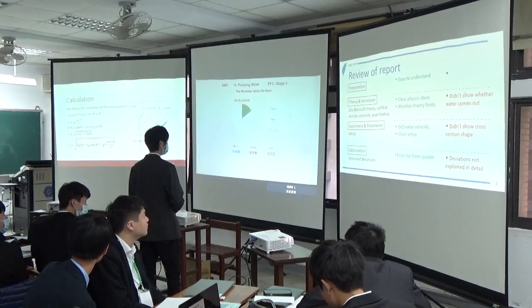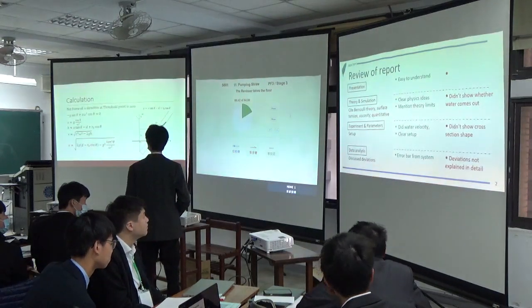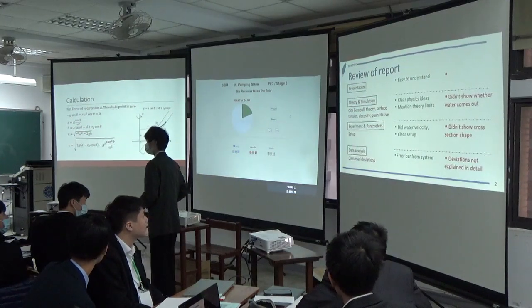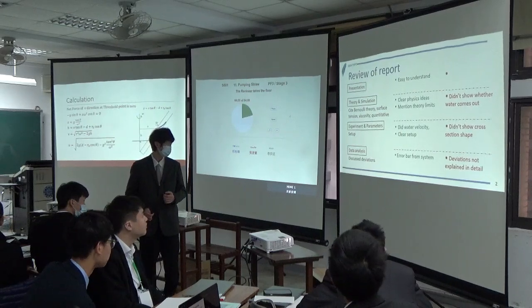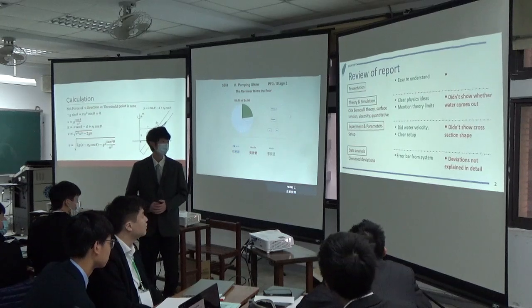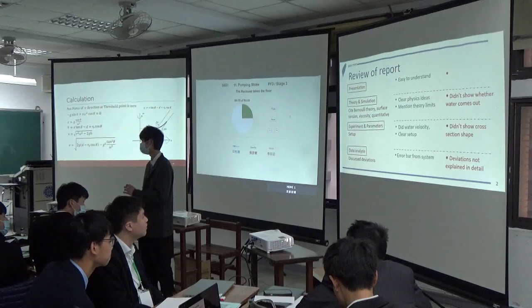And for the setup, you did the water velocity, and that setup is pretty clear. However, you didn't discuss the shape of the cross section. And for the data analysis, you did the error bar. However, you did not explain details about the deviation.